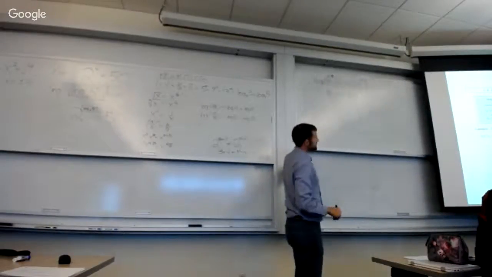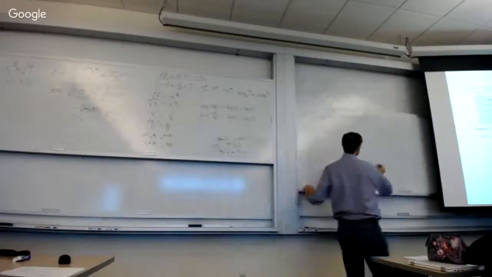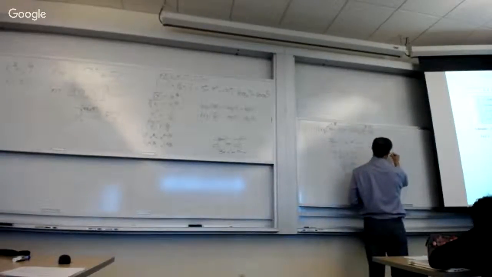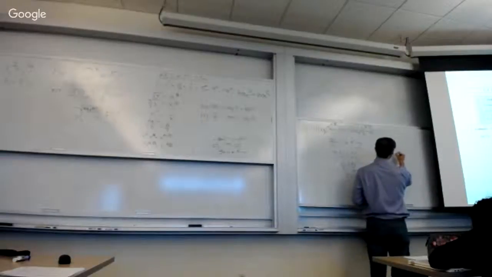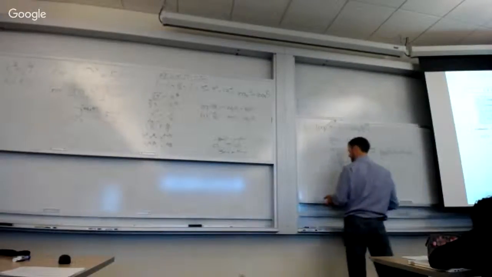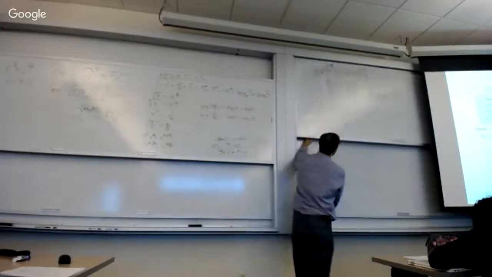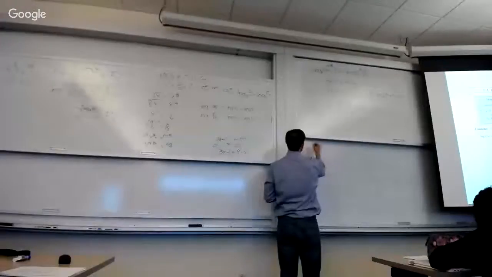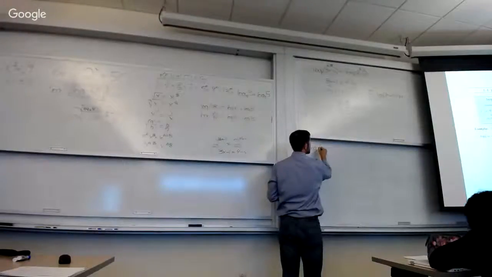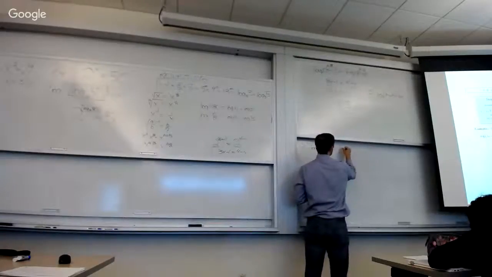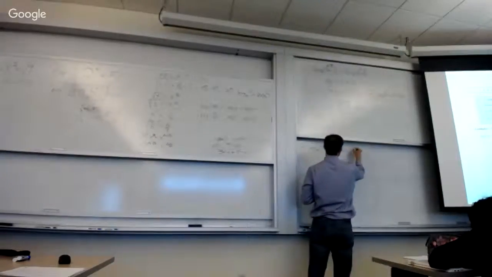Number two works the same way. I'm going to move sideways a bit here. So number two, we say log base 5 of 18 minus x squared is equal to log base 5 of 6 minus x.